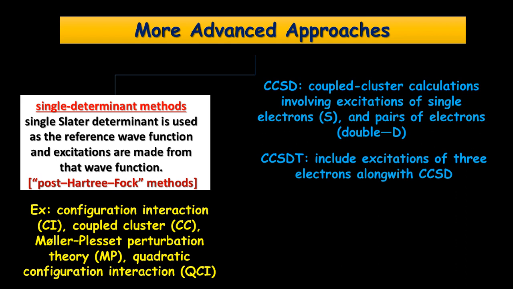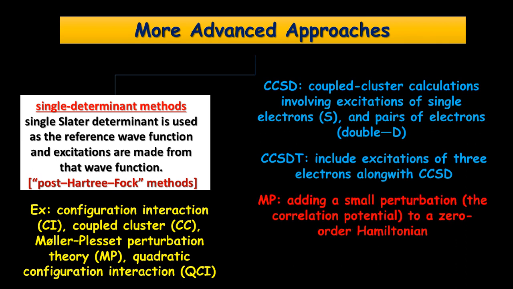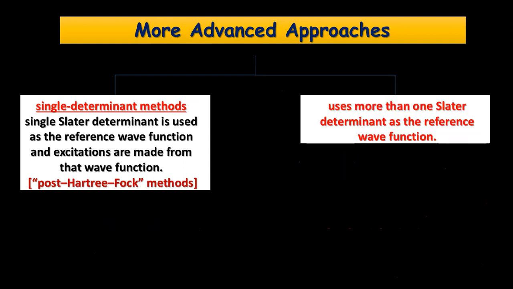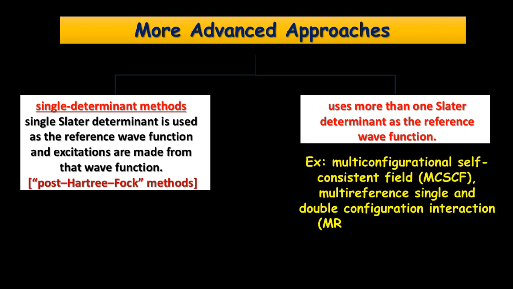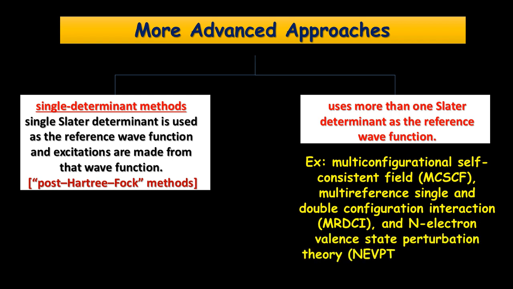Møller-Plesset perturbation theory is based on adding a small perturbation, the correlation potential, to a zeroth order Hamiltonian. In the Møller-Plesset perturbation theory approach, a number is used to indicate the order of the perturbation theory. So, MP2 is the second order theory, and so on. For the second kind of method, examples include multi-configurational self-consistent field theory, multi-reference single and double configuration interaction, and n-electron valence state perturbation theory, NEVPT methods, etc.